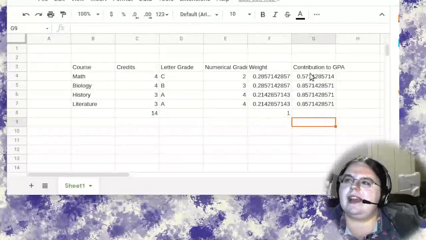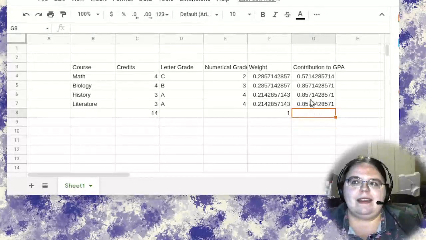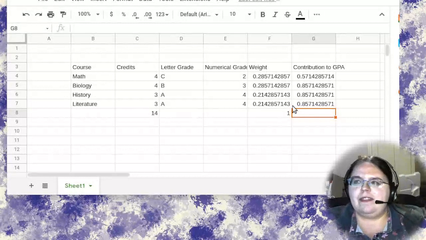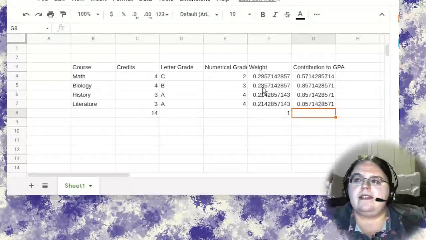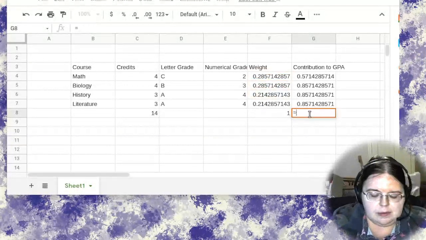So this seems kind of weak for a minute because we've got a 0.57, a 0.857. Those don't seem like good contributions to a GPA. But wait, instead of trying to multiply these together or average them out or something, all we need to do, since it's already been divided as part of calculating the weight, is add these up.